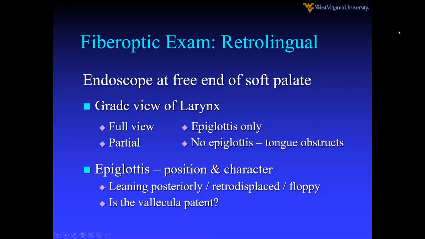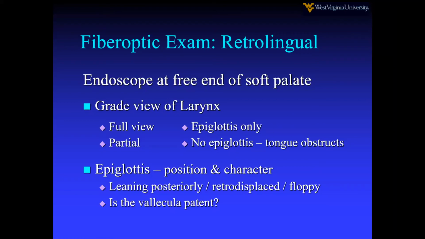Otherwise, it doesn't work. So, retrolingual exam: with the endoscope, you put it at the free end of the soft palate and grade the view of the larynx. One of the hardest things I have in training residents is they want to get right up on top of the tongue base or the epiglottis or the larynx. And I like to stress, you need to get a global view. When you're looking at the retrolingual airway, are you able to see the full view of the larynx, the chords, the arytenoids, and so forth? Or is it a partial view of the chords?